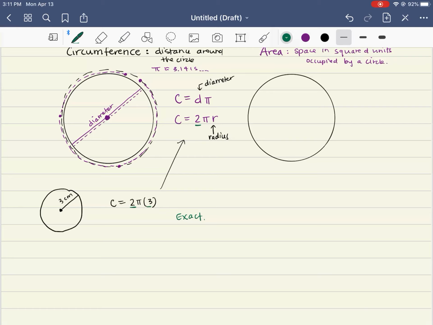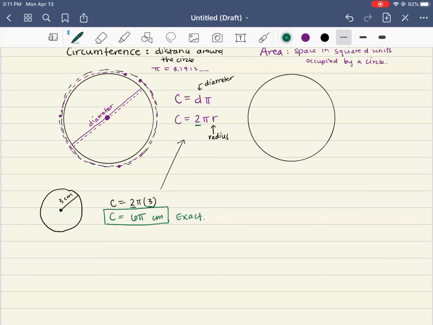So all we do is we take the numerical pieces and simplify what we can. So 2 times 3, that gives me 6, and then pi just gets to come along for the ride. And 6 pi would be the circumference of that, and then we're talking centimeters. Centimeters is length, so we can include that there.